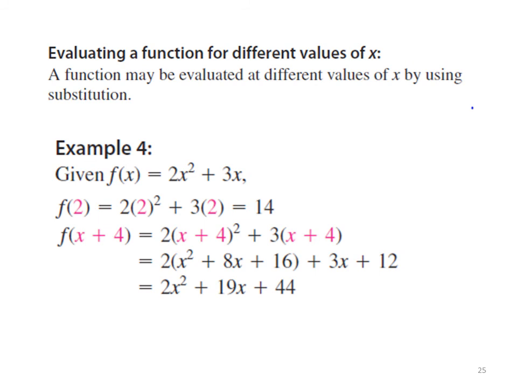The next step is to simplify by expanding (x plus 4) squared. You get 2 times (x squared plus 8x plus 16). Now for the second bracket, multiply 3 times x, you get 3x, plus 3 times 4 is 12. Next, you want to multiply the 2 by the bracket and add similar terms. You should get 2x squared plus 19x plus 44. When x is equal to x plus 4, y is equal to 2x squared plus 19x plus 44.